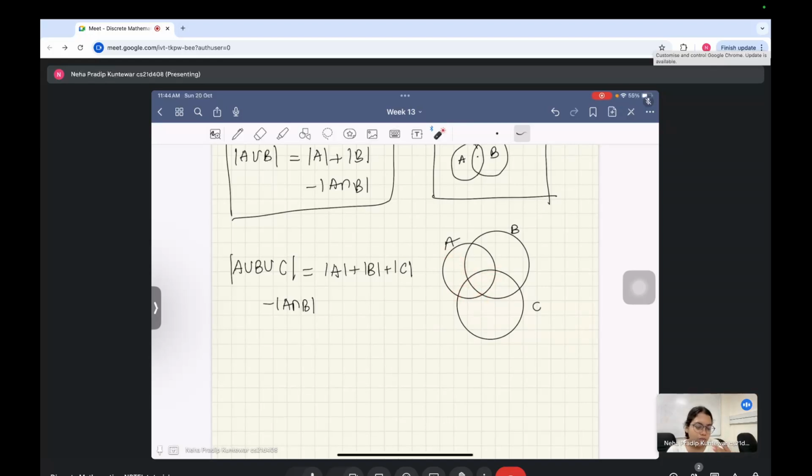It's a symmetric case. This part got added once in A, and once in C, so it got added twice. So I'll subtract that once. And similarly, the same thing happens for B intersection C. So I'll subtract that once.